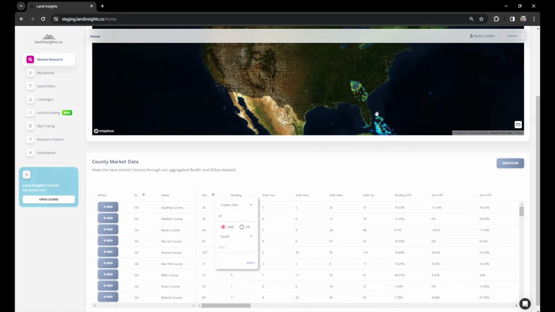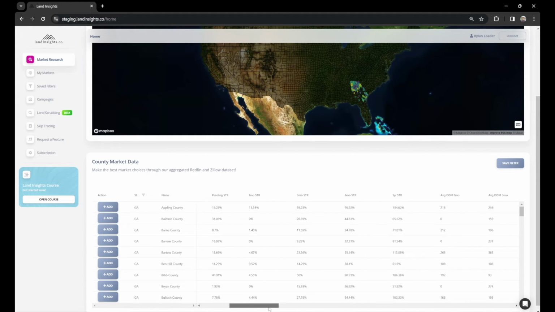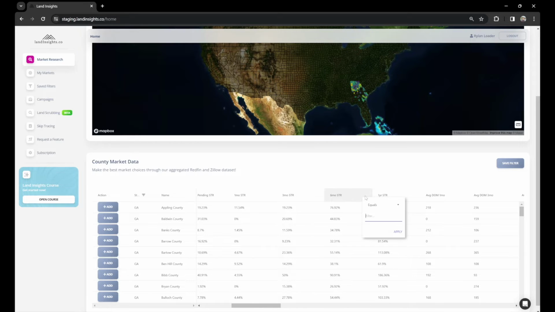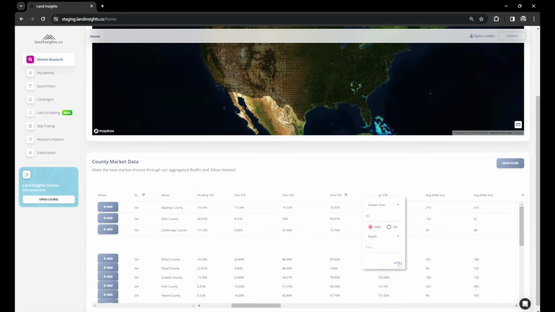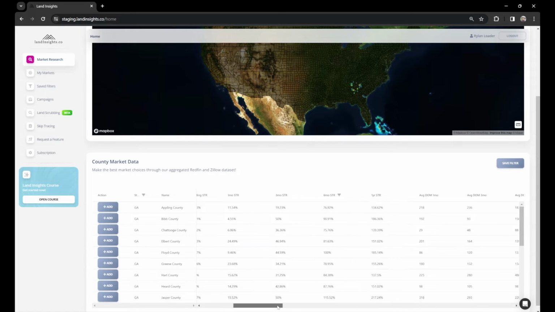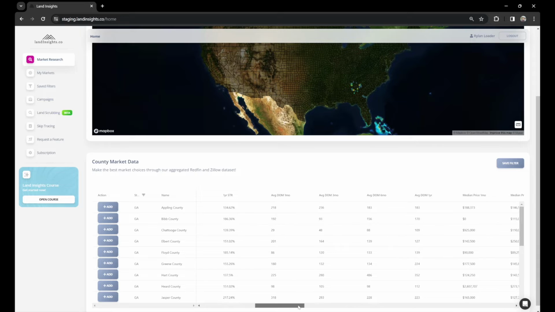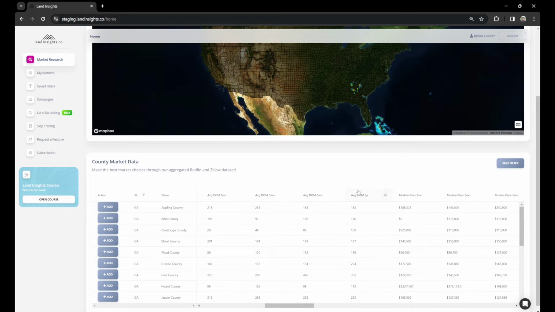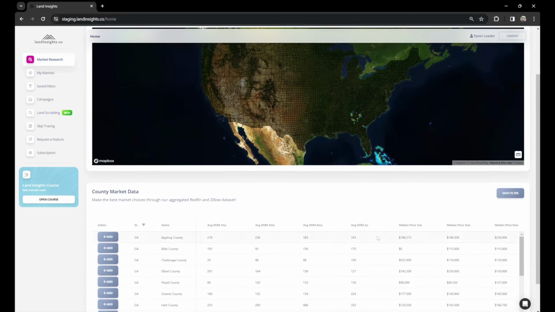Froze or shrunk our sample size there. Less counties to go off of. Now let's also set a 6-month sell-through rate minimum to 70%. Greater than 70%. I'm just going to take a quick look at what the days on markets are looking like between all these. So I'm going to look at the largest to smallest.